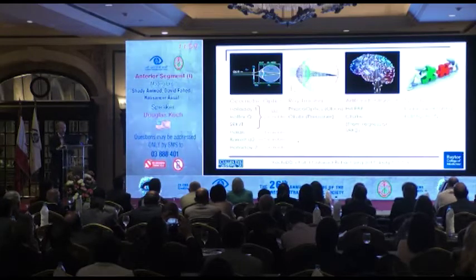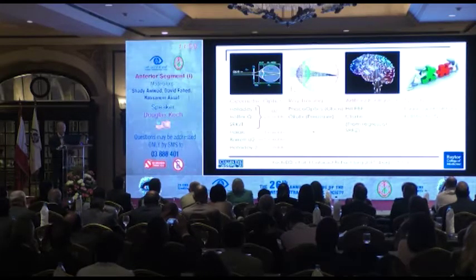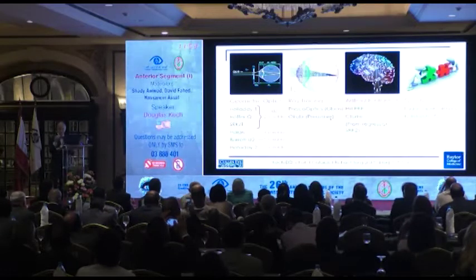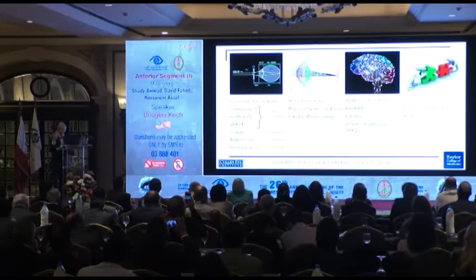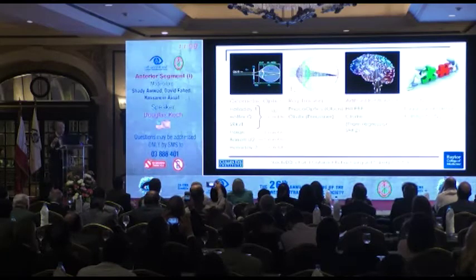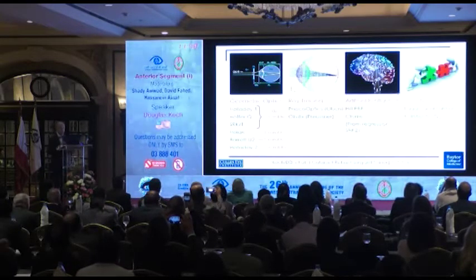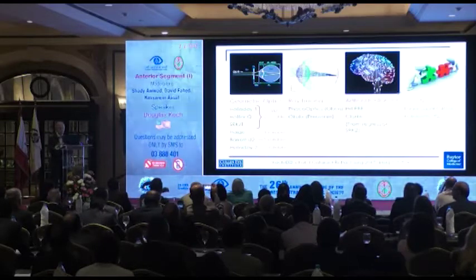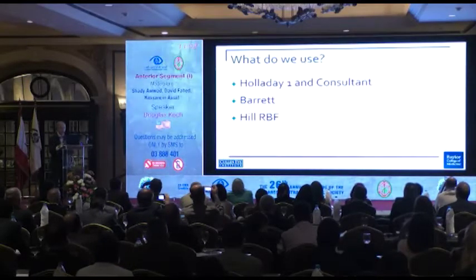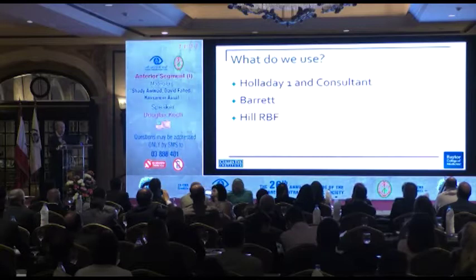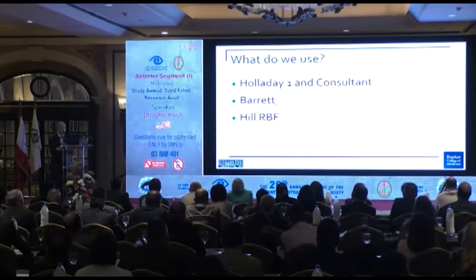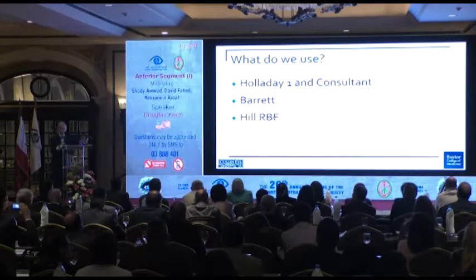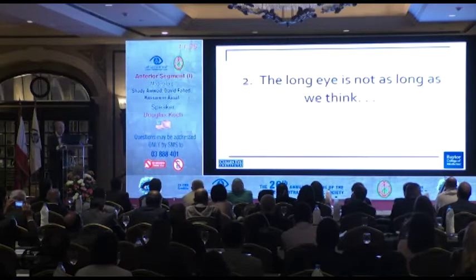I think in the future, the ultimate is we're going to be doing ray tracing, because ray tracing will take into effect the higher order aberrations in the cornea and in the lens implant that we're going to be putting in, but they still don't do a good job of calculating effective lens position. What do I use in my practice? I like the Holladay 1 and the Holladay Consultant. I like the Barrett Universal 2, and I like the Hill RBF. I sometimes use the Olsen.